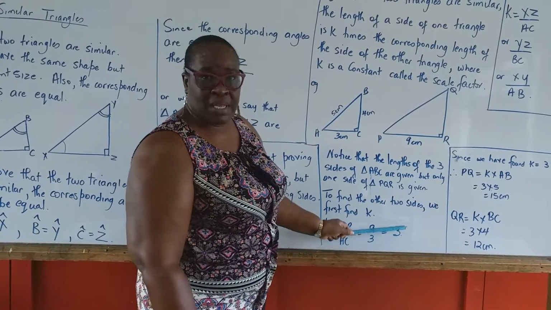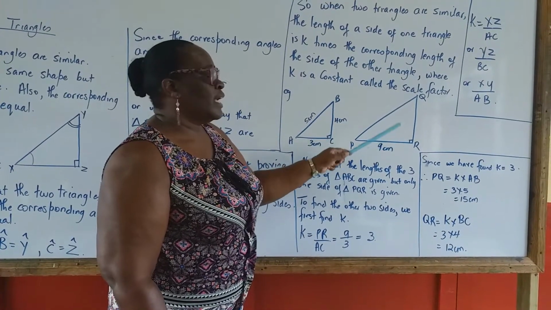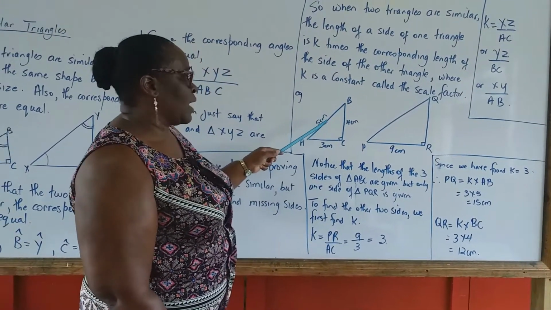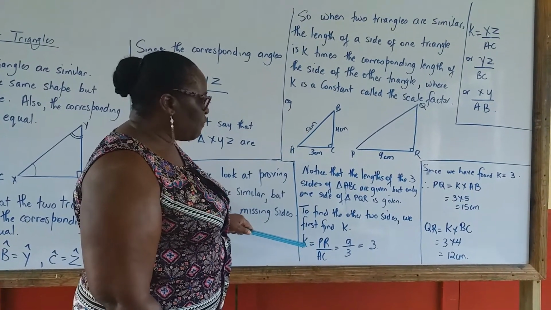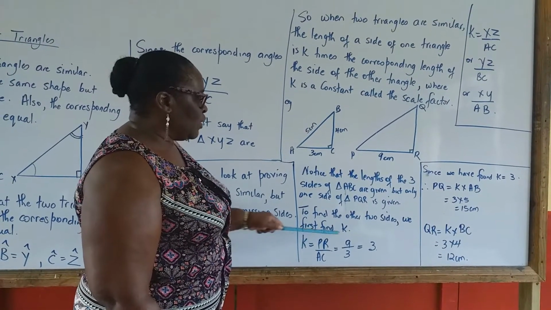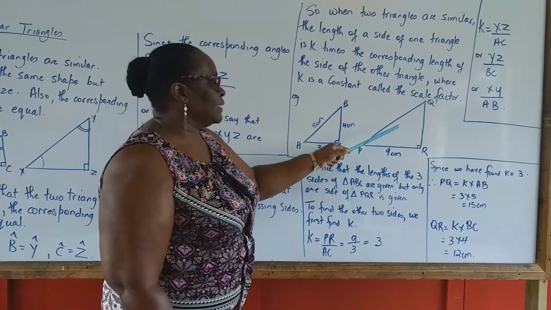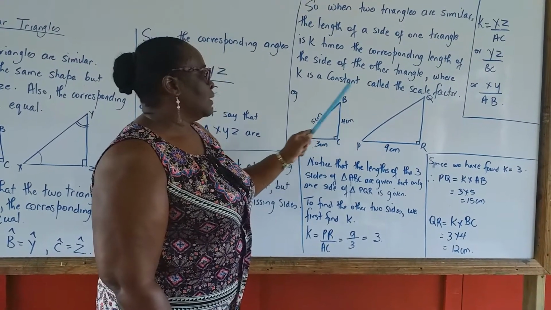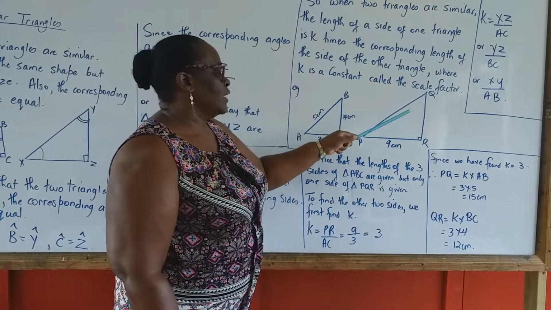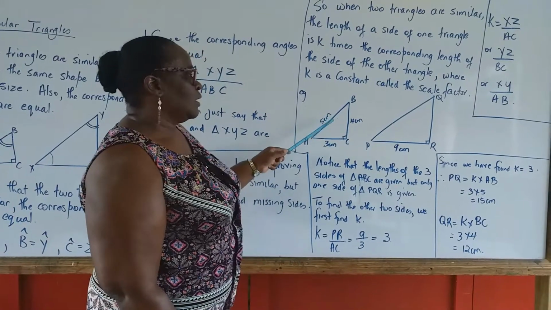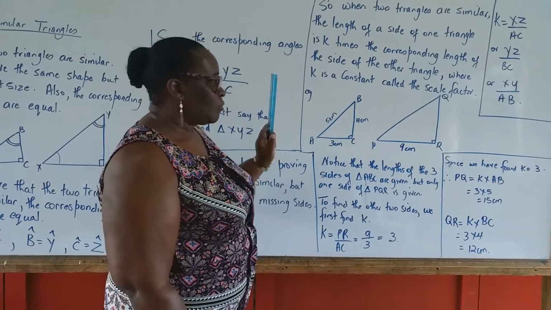What does this 3 mean? It means that the size of triangle PQR is 3 times the size of triangle ABC. Alright, let me repeat that. When you find K, whatever number K is, it tells you that the bigger triangle is that number of times the size of the smaller one. So in this case, PQR is 3 times the size of triangle ABC. I hope that is clear.